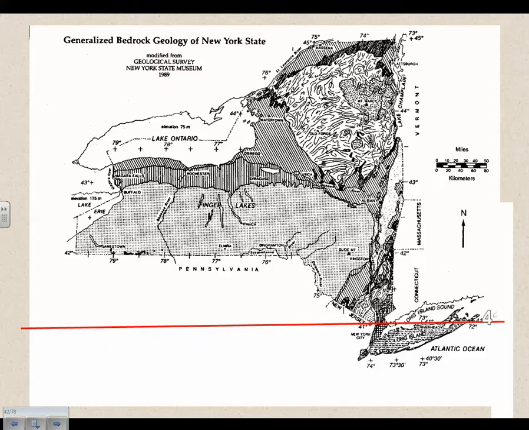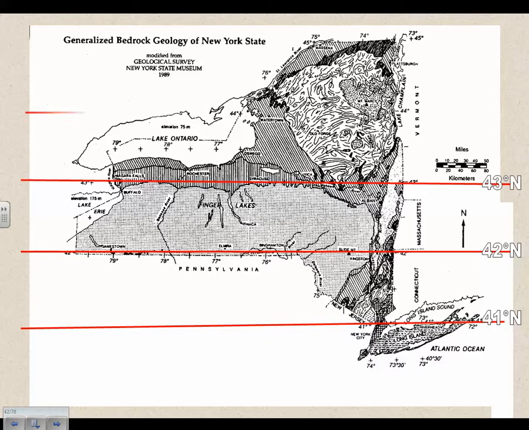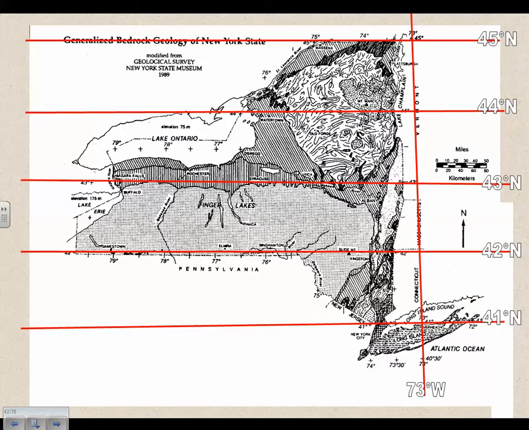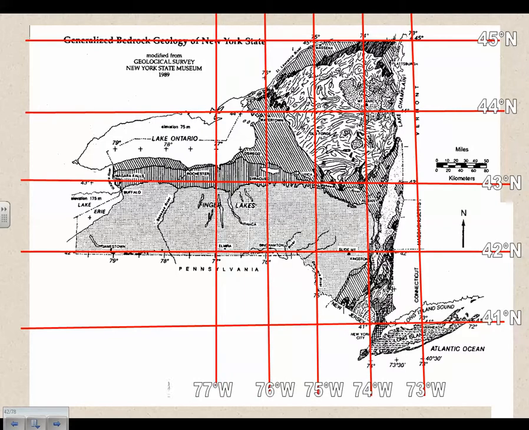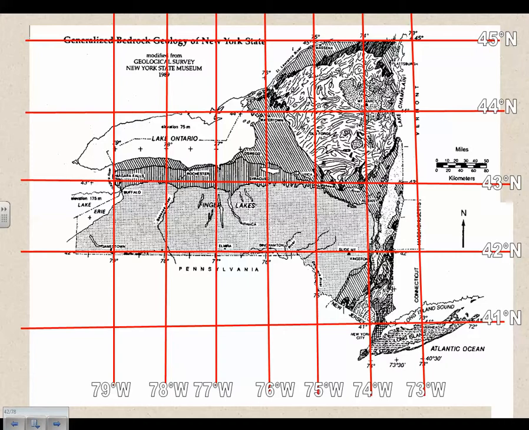Okay, so there's a line of latitude. That's 41 degrees north, 42 degrees north, 43 degrees north, 44 degrees north, and way up at the border of New York State and Canada, 45 degrees north. Longitude lines, 73 west, 74 west, 75 west, 76, 77, 78, 79. And that's as far up as we go. We don't go to 80. That would be in Ohio somewhere.